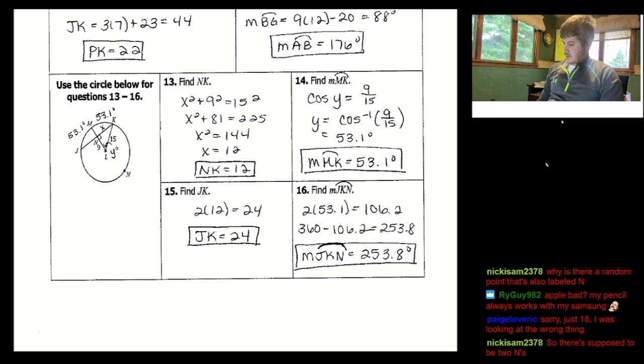So they doubled. The 53 sounds fine to me. However, I'm struggling with why you can just subtract that from 360. That is not going to be, that's not correct. This answer key is wrong. I think it's supposed to be J and K. I think that's why.